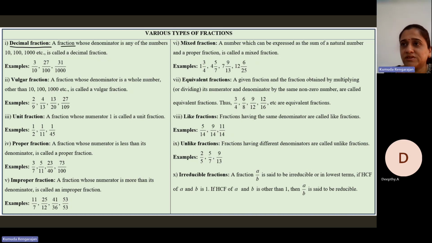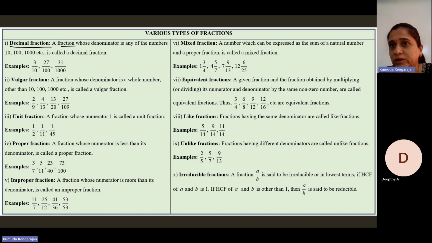Vulgar fraction is the opposite. If the denominator is not 10, 100, 1,000, and so on, the fraction is called a vulgar fraction. Then unit fraction. A unit fraction is a fraction whose numerator is 1. I'll give you time to read the definitions. We'll just understand first. A fraction whose numerator is 1 is a unit fraction.